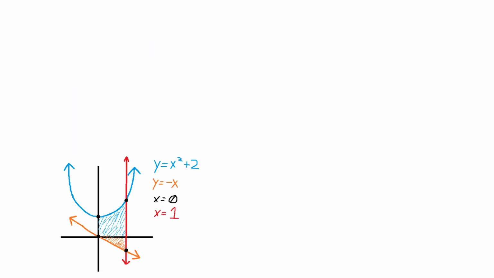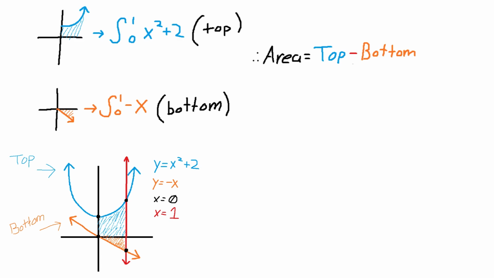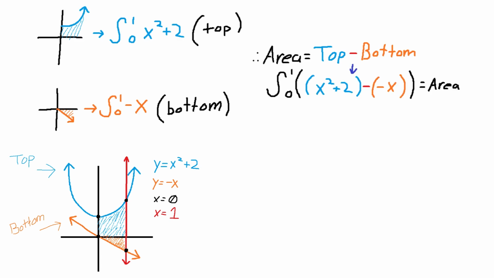Let's very quickly look at our graph and think about which one of these functions would be the top or the bottom. So looking at it, you can see that the blue function, y equals x squared plus 2, is the top function, is literally above the orange one. So we're going to be subtracting the orange function's antiderivative from the blue function's antiderivative.